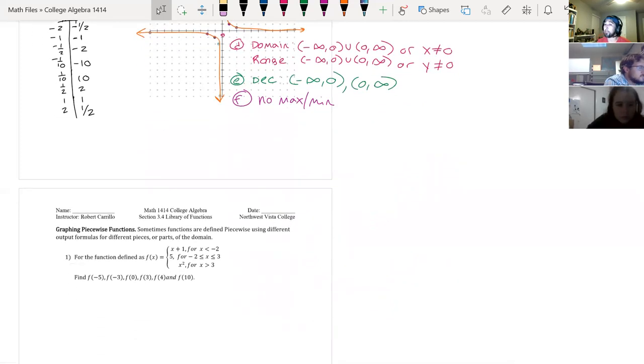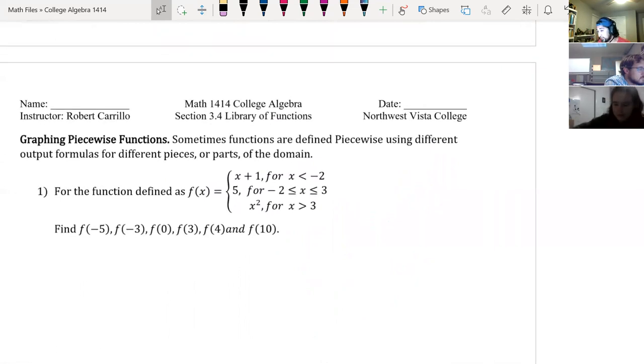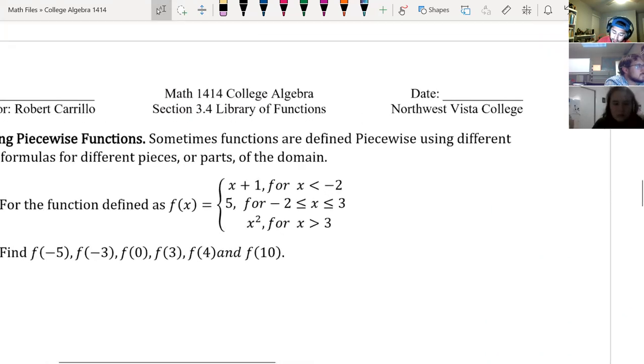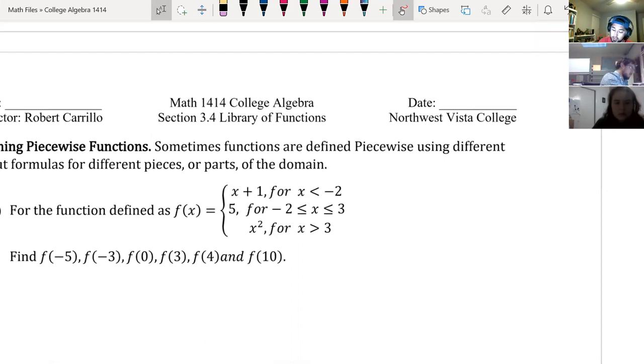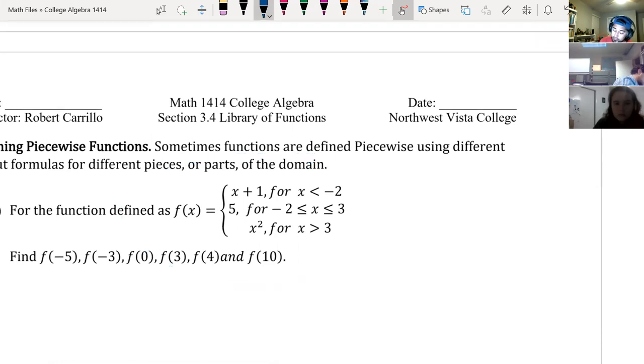So next is piecewise functions. A piecewise function is a function made of multiple outputs with different restrictions, right? So it's important to know how to read an actual piecewise function. For the piecewise function given, f of x equals x plus 1 for x less than negative 2. What this means is that if we are given an x value that is less than negative 2, we get to use the x plus 1 as the output for that function.